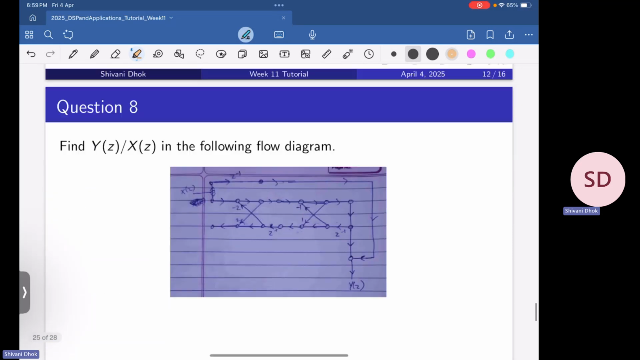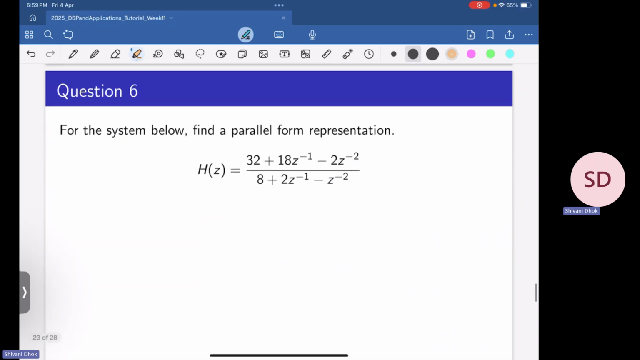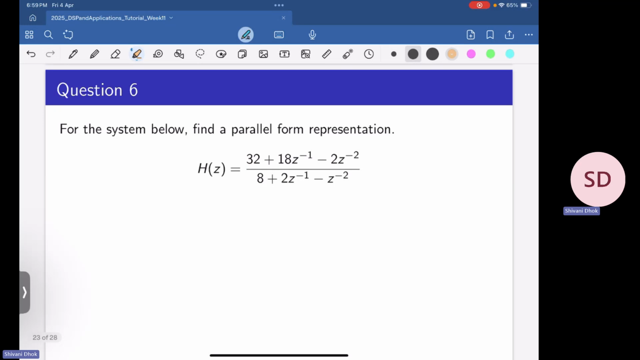Yeah, so now the coming questions will be a little bit lengthier, and we'll try to be slow and clear with the solutions. If you have queries at any point of time, just stop me then and there and you can ask.